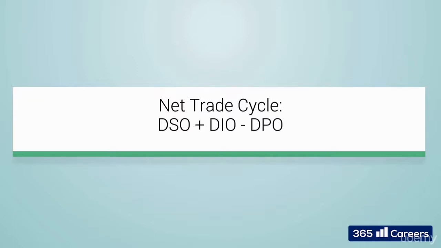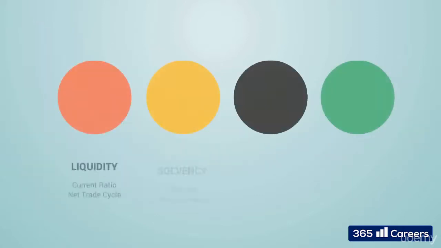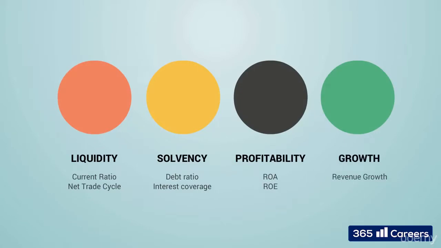Calculating the net trade cycle is easy once we have DSO, DIO, and DPO. It is given by DSO plus DIO minus DPO. This calculation would allow us to understand whether the firm is efficient in its use of capital. A peer comparison is always helpful in such situations. The main ratios used to evaluate solvency are the debt ratio, also known as leverage, and the interest coverage ratio.